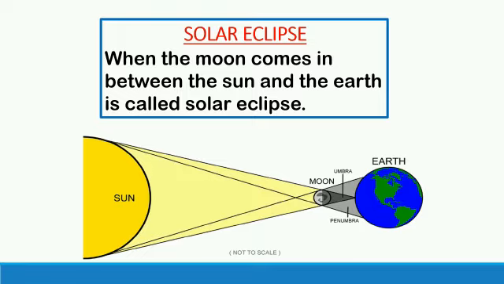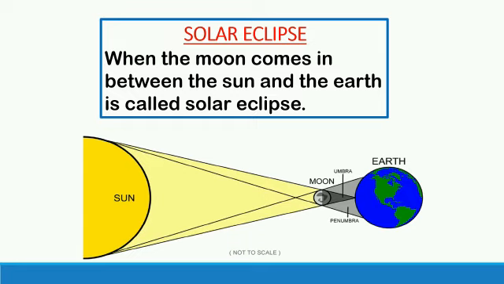Look at the picture. Here you can see the sun, moon and earth. The moon is in the middle of sun and earth, and the moon is casting its shadow on the earth. So the people who are living in that area are not able to see the sun.